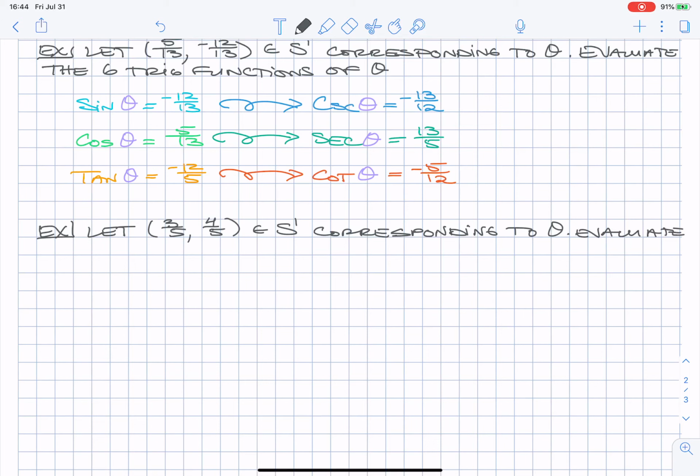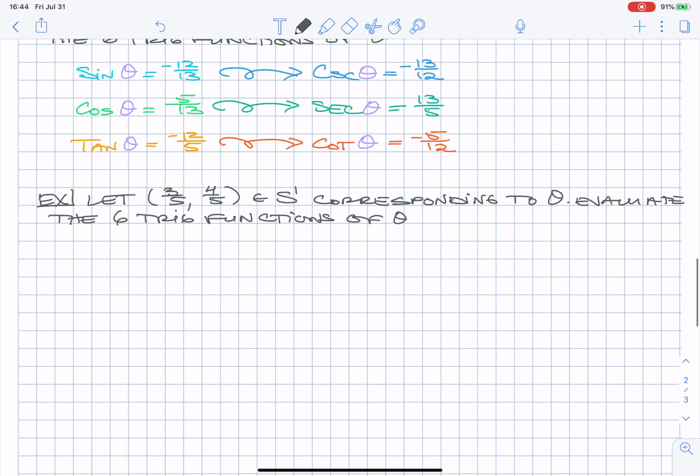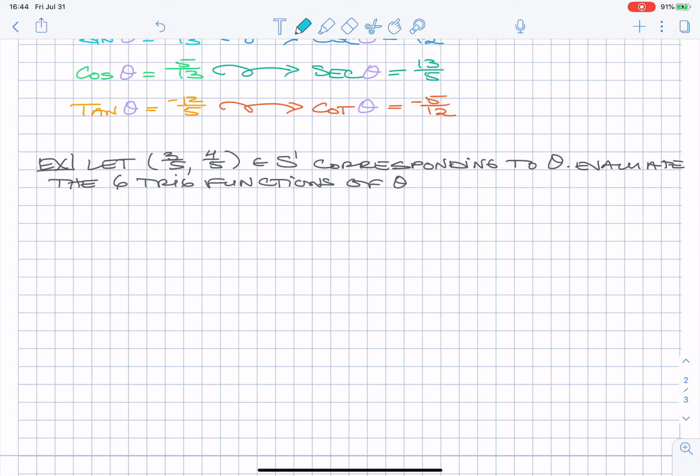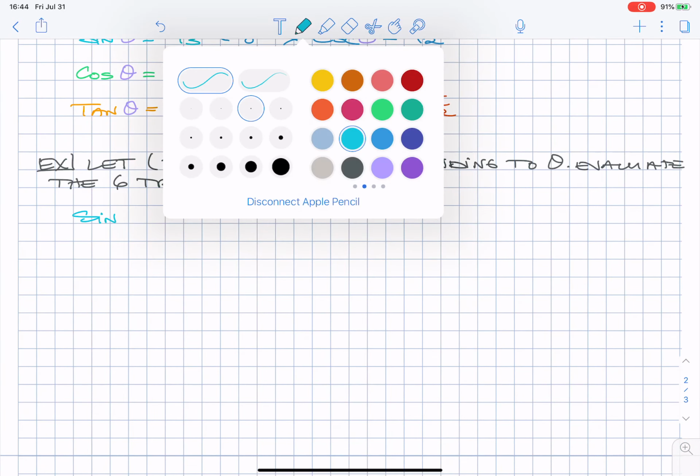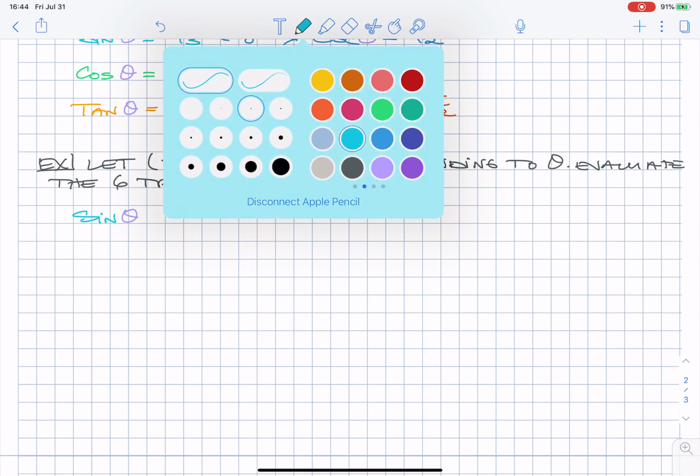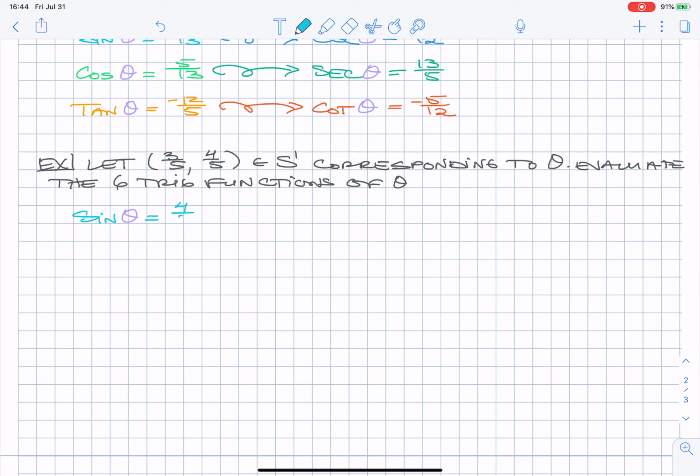Once again, the 6 trig functions of theta. Okay, that's x and y, so we already know our sine and cosine. So I have that sine of theta is just going to be the y coordinate if I'm on the unit circle, so that's 4/5, which means the reciprocal, cosecant of theta, is just going to flip sine upside down, so I get 5 over 4.